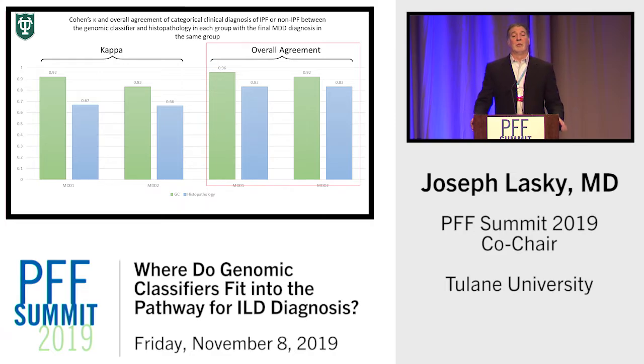But if we look at overall agreement then, to your right then, between MDD1 and MDD2 on the diagnosis, in the end it was fairly similar, and the agreement between the genomic classifier was ever so slightly better than the agreement with the transbronchial biopsy, but not the cryobiopsy. But both of them were really pretty high in this regard. Now the caveat here is that we're talking about overall agreement and making a linkage where you have a variable which is the same. In other words, the MDD used this information in order to make that diagnosis. So that caveat has to be put in place.